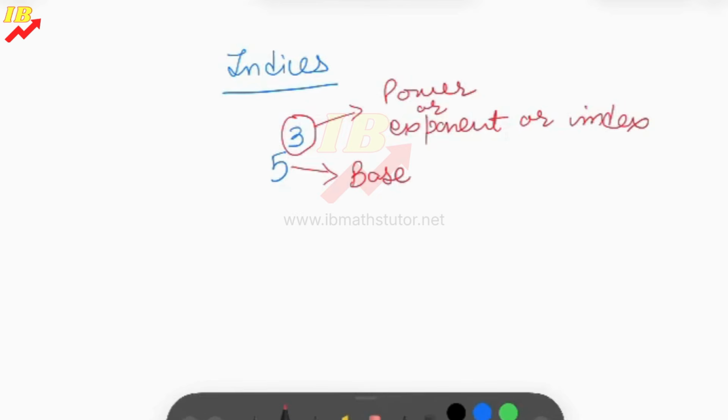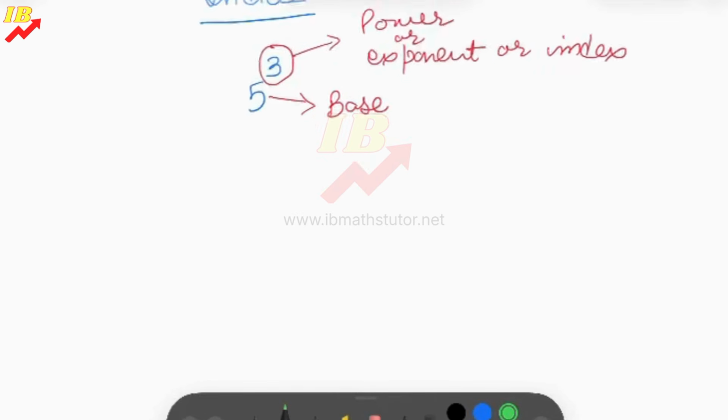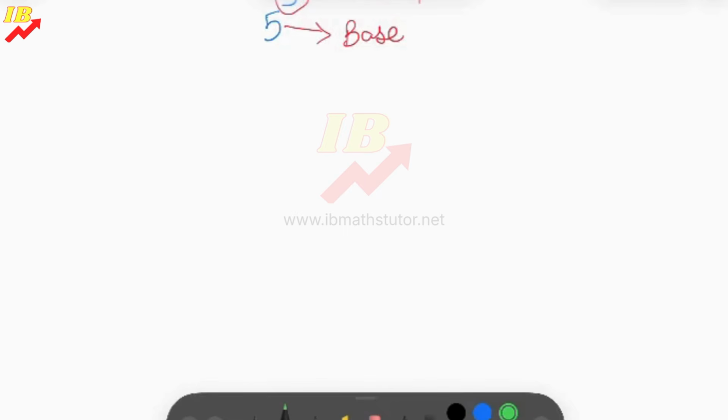So let's try an example. Suppose I'm writing 9 raised to the power 2. That means I'm talking about 9 occurring 2 times. It's not 2 times 9, it's 9 times 9. Index basically means the number is repeating itself. So this gives you an answer of 81.